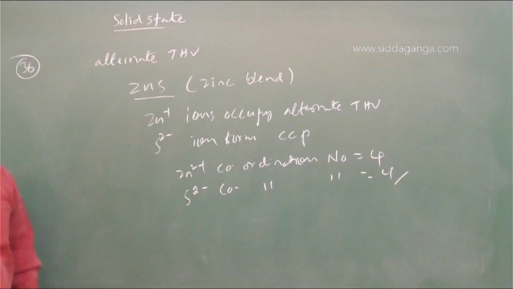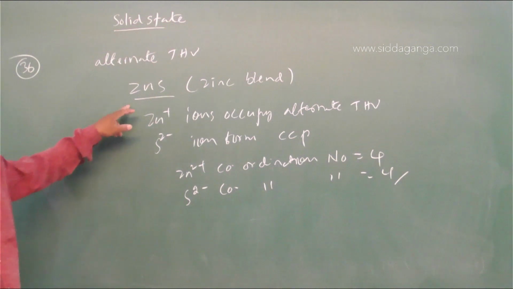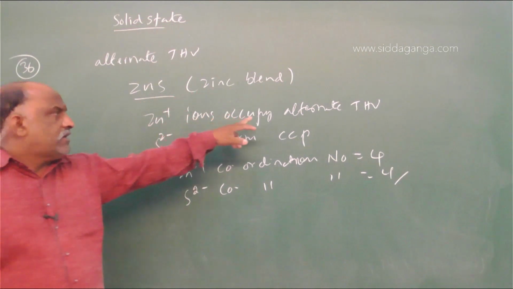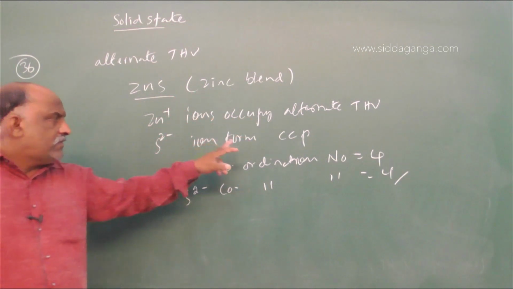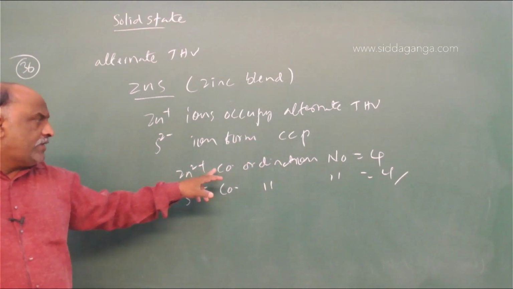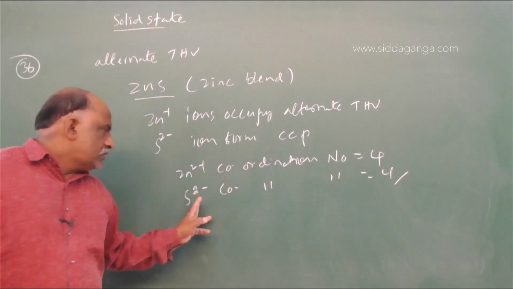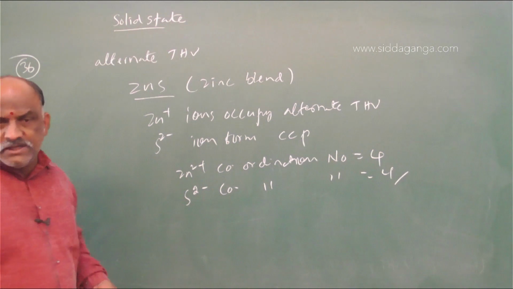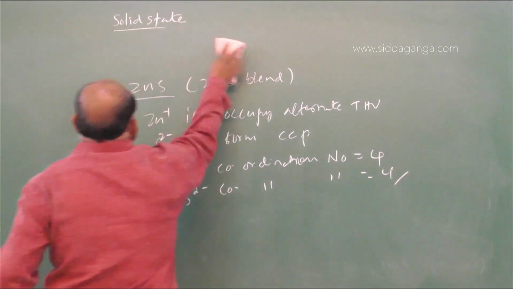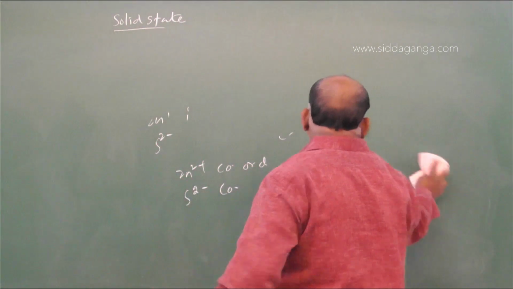So make a note if you want to note down: ZnS is zinc blende, Zn2+ ions occupy alternate tetrahedral voids, S2- ions form a CCP crystal lattice. So the Zn2+ coordination number is 4, the S2- coordination number is 4. So coordination number 4:4. And next, 36.